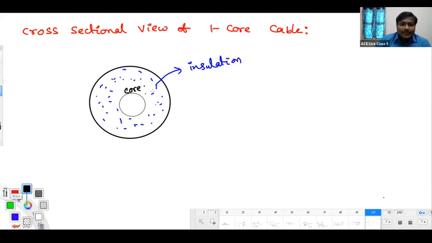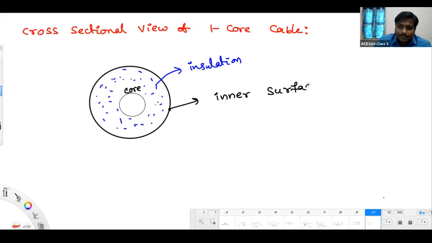Next, whatever the outer circle you have drawn here, that is the inner surface of the sheath, or you can say the inner periphery of the sheath. Generally, the sheath is connected to ground.